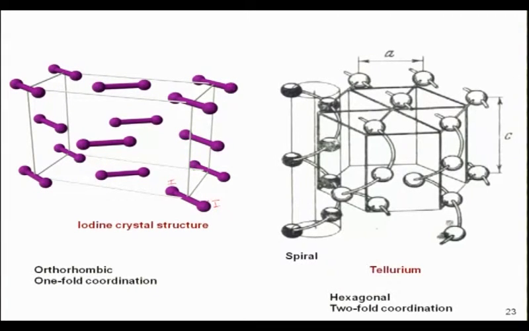This is the structure of tellurium, which is a spiral structure, it is hexagonal, it again has twofold coordination in a spiral network. So, these are basically the covalently bonded structured materials which we wanted to discuss in this lecture.